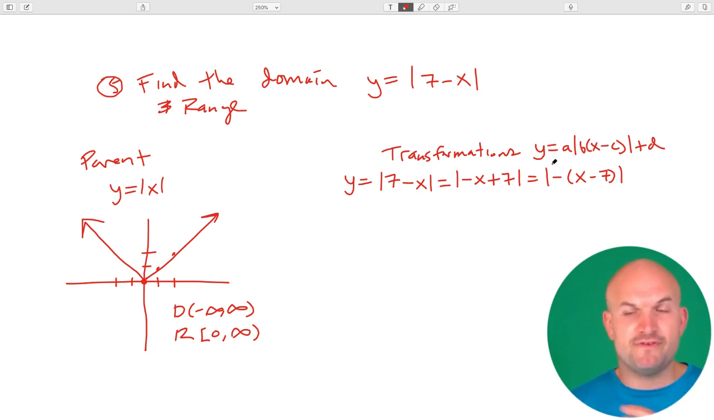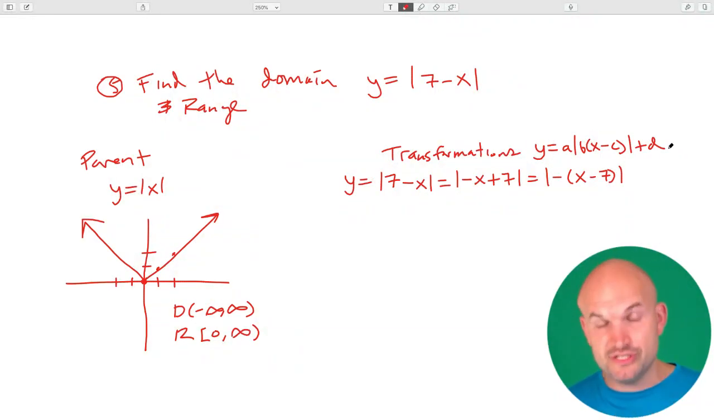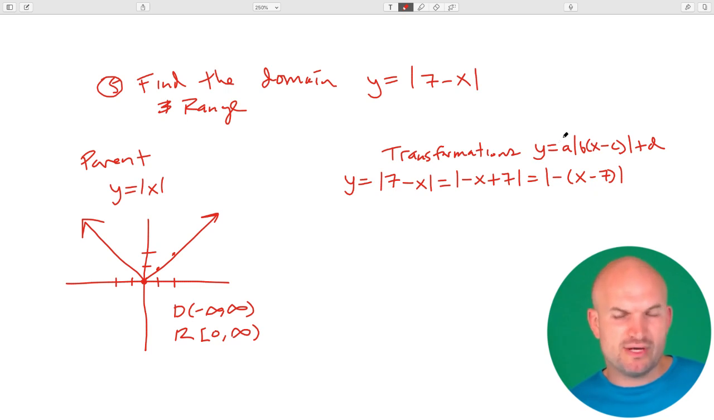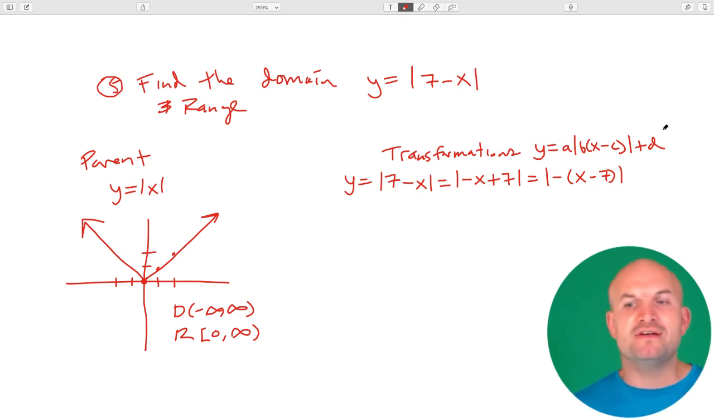If you're unaware of what A, B, C, and D do, I do have notes on them, but I definitely make sure that you are comfortable with understanding. Quick little review. A vertically stretches or compresses the graph. D vertically shifts the graph up and down. B horizontally compresses and stretches the graph. And C is what shifts the graph left to right.